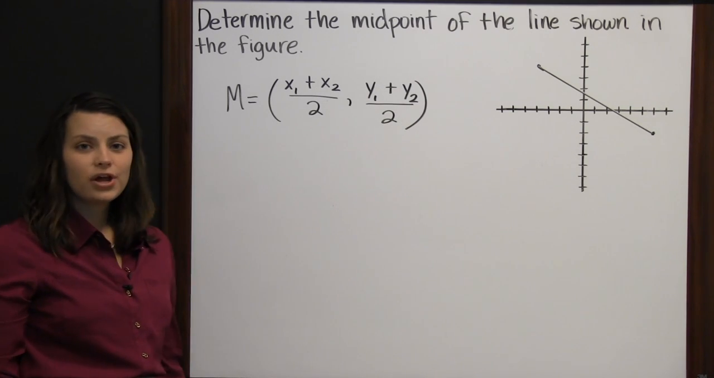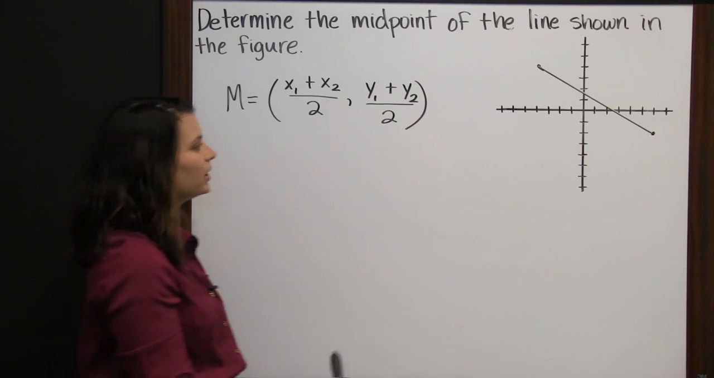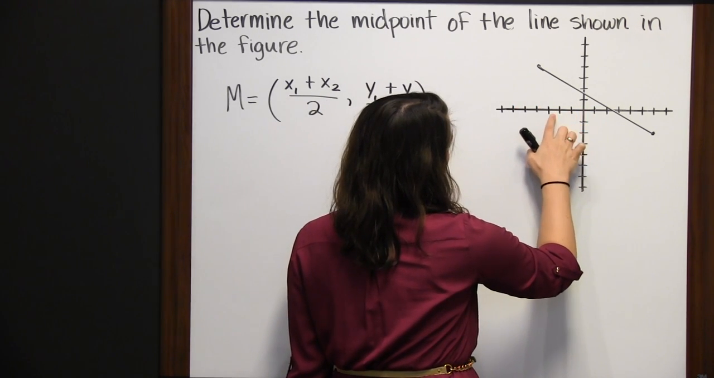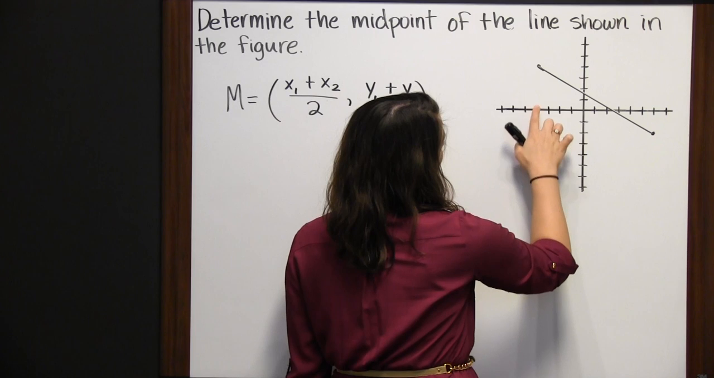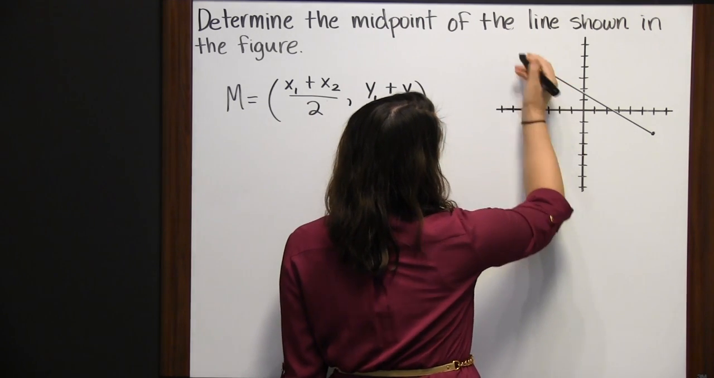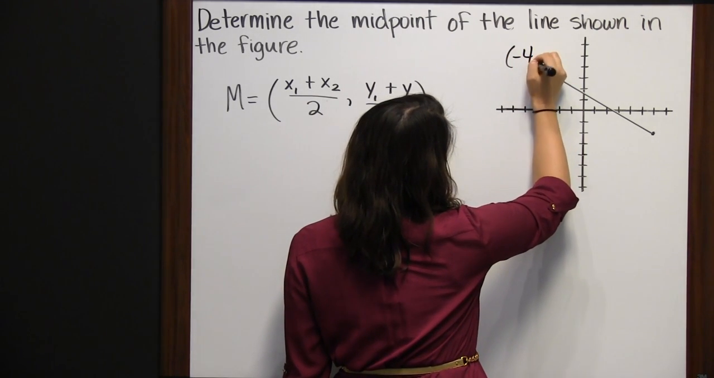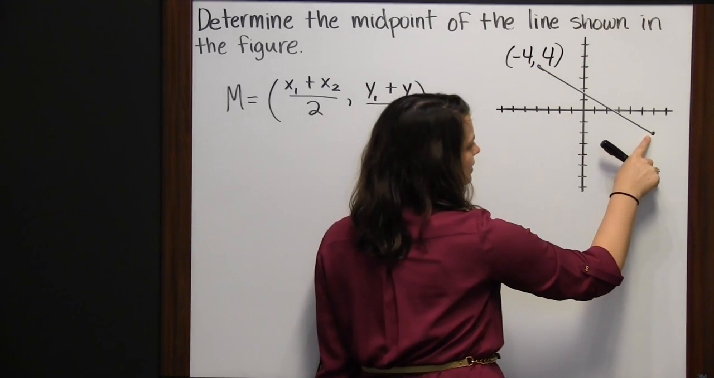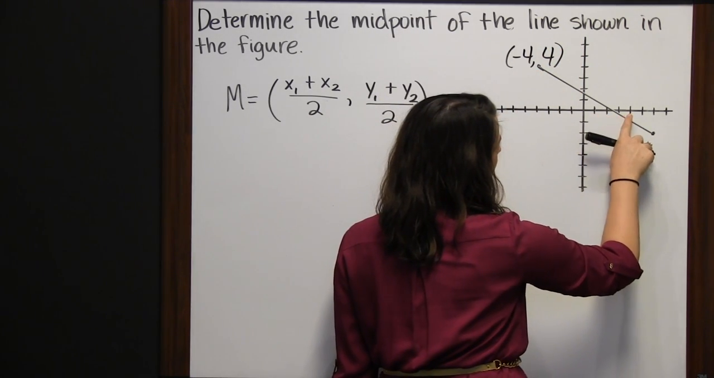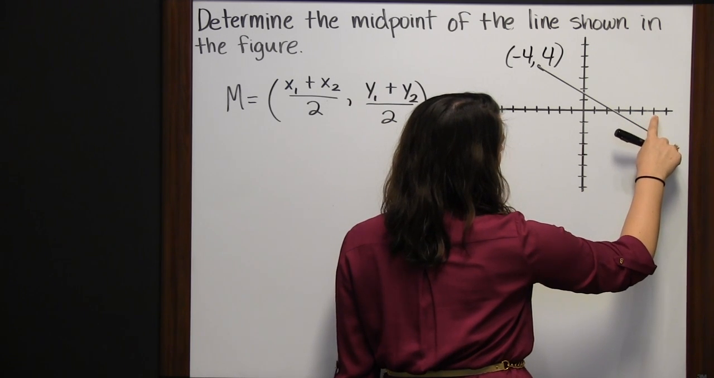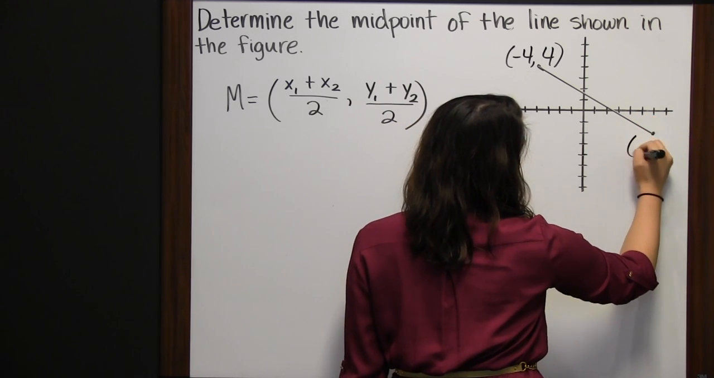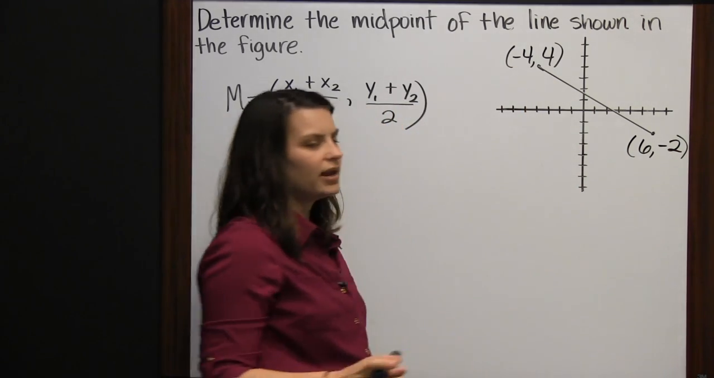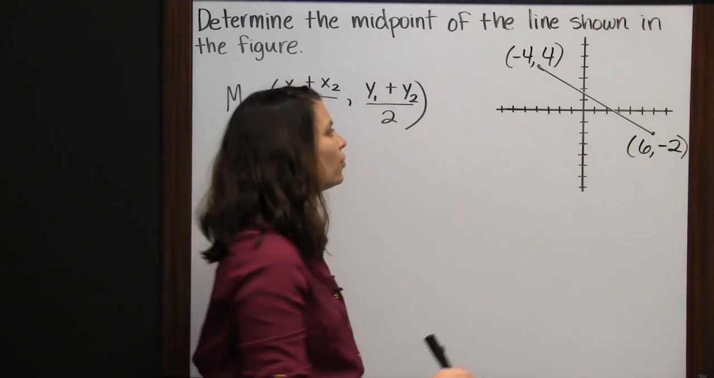But first, we need to know the coordinates of our endpoints. So this endpoint is at negative 1, 2, 3, 4, positive 1, 2, 3, 4. So these coordinates are negative 4, 4 for this endpoint. And this endpoint is at 1, 2, 3, 4, 5, 6, negative 2. These are my x1, y1, x2, y2 coordinates.